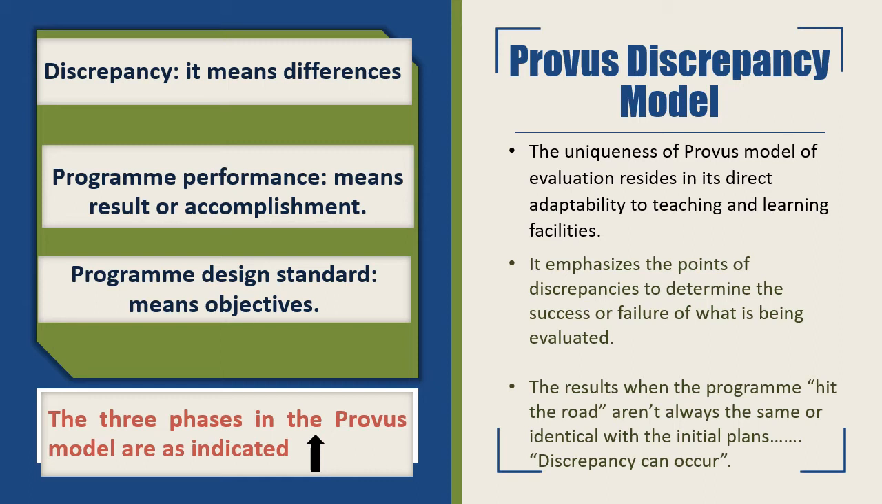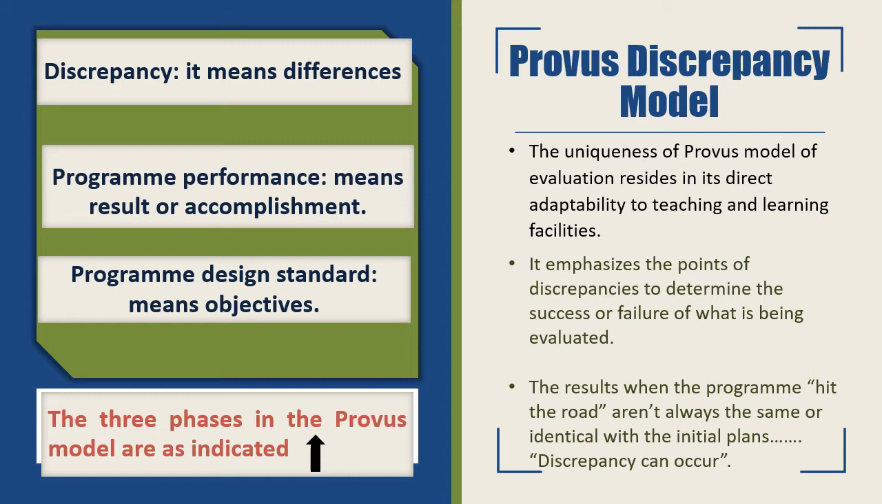This model is so simple and can easily be adapted into any of the teaching and learning functions. Let's look at it. It's only looking out for a difference. You will recall that in our last class, we did say that one of the guiding principles of evaluation is that you are measuring against an established standard. It therefore implies that the discrepancy model wants to look at, oh, where is the established standard? What is it that you have produced at this time?